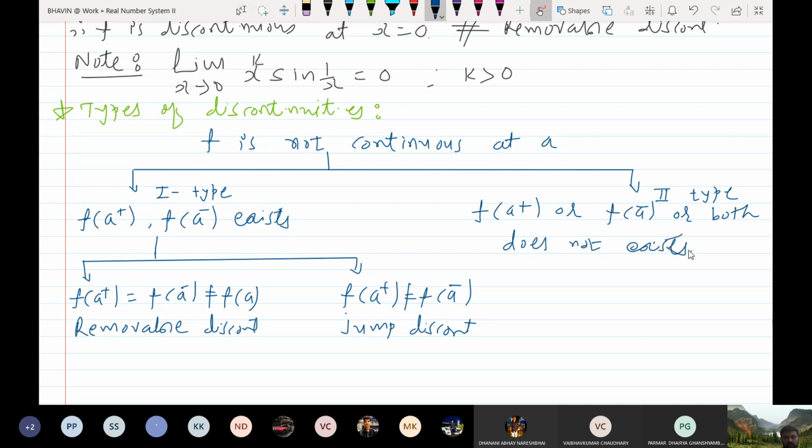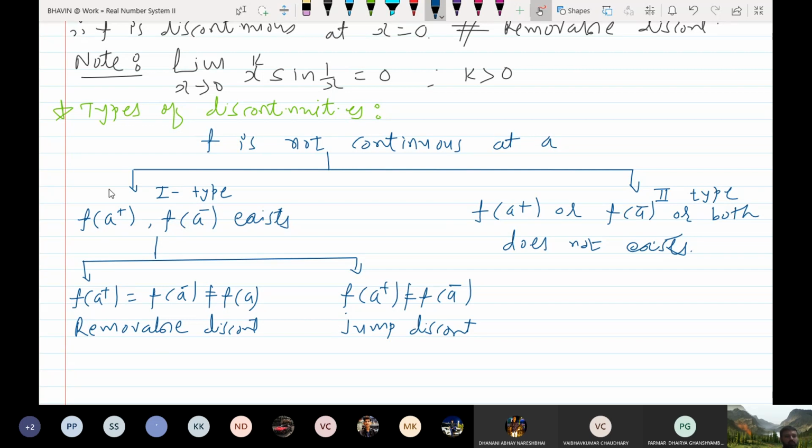It can also happen that one of them exists and one doesn't exist, and it can also happen that none of these exist. So f of a plus means right limit, f of a minus means left limit at x equal to a. So this is a type 2 discontinuity. In type 1 there are two sub cases, removable discontinuity and jump discontinuity.